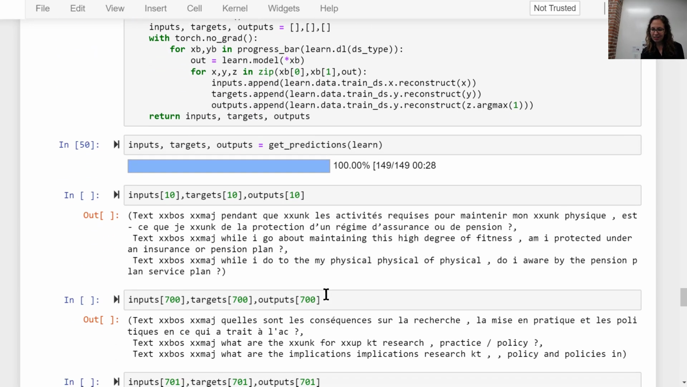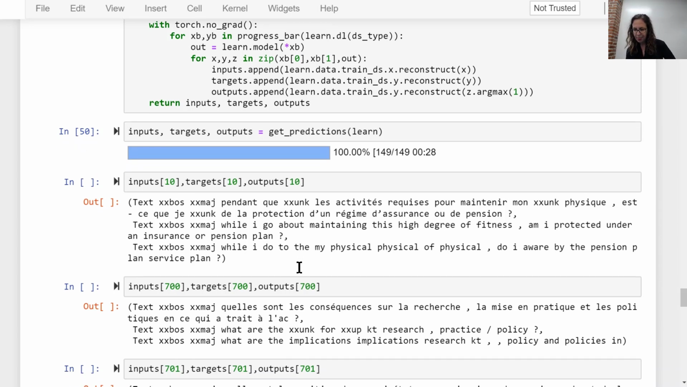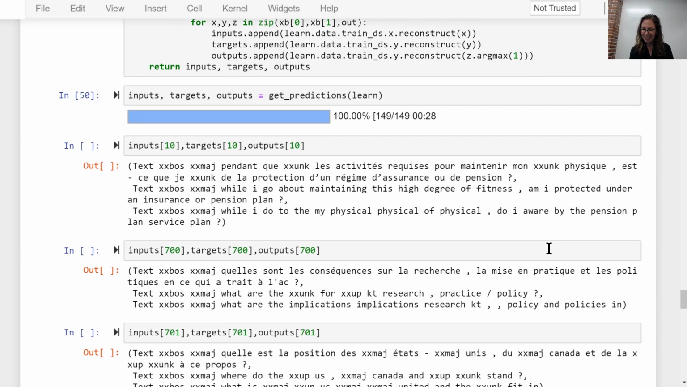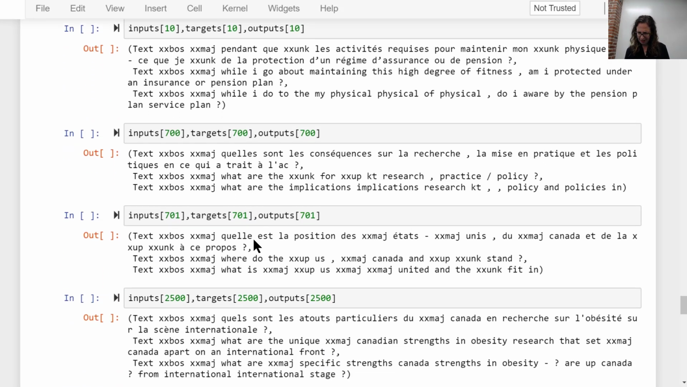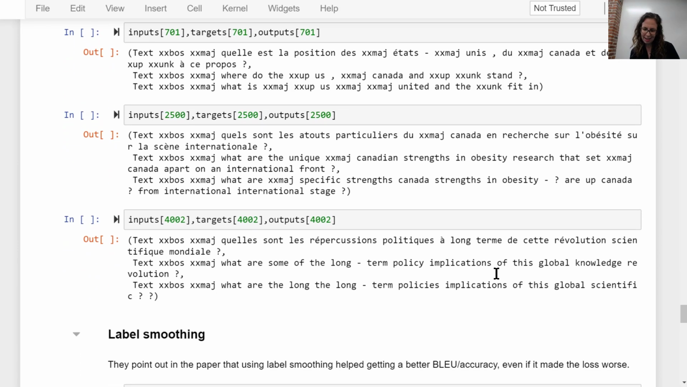And we can also see some predictions of what it predicts for the output. Again, I think the second sentence is the target, and the third is what we predicted. While I go about maintaining this high degree of fitness, am I protected under an insurance or pension plan? While I do my physical, do I wear by the pension plan service plan? So not great, but still better than some of the stuff we were seeing previously with our early seq-to-seqs. Let me look at another. Where do the US, Canada, and unknown stand? What is US, United, and the unknown fit in? Yeah, so it can be interesting to look at. This one's pretty good. What are some of the long-term policy implications of this global knowledge revolution? What are the long-term policy implications of this global scientific? So I think that's pretty good.